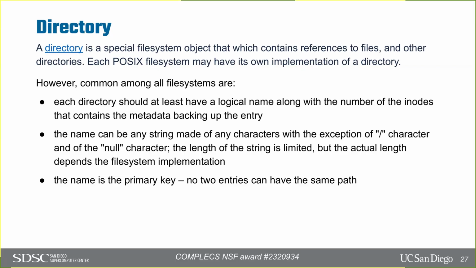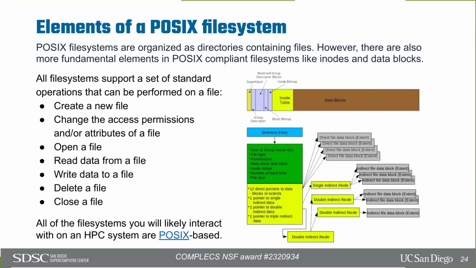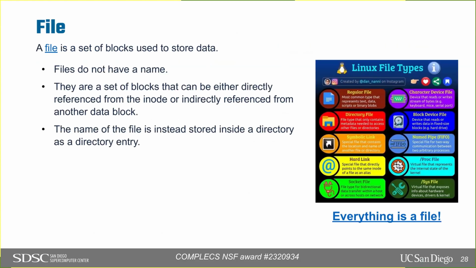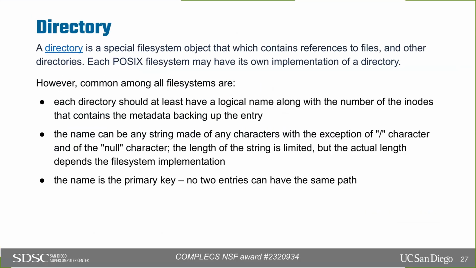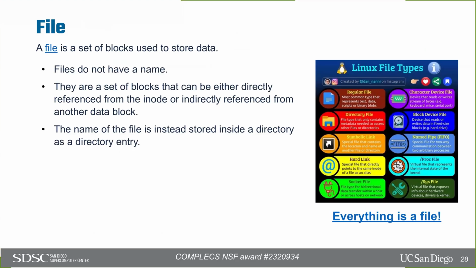If you look at the figure here, the directory entry, all it keeps track of is all of the inode data and pointers to where the blocks for the file live on the physical medium. So a directory is a special file system object. But a file is just a set of blocks used to store the data. They don't have a name. The name of the file is actually stored in the directory object.